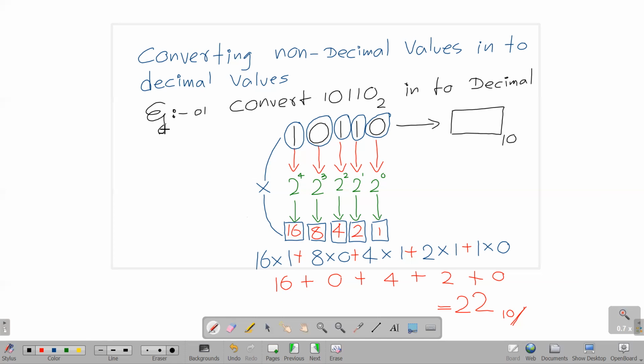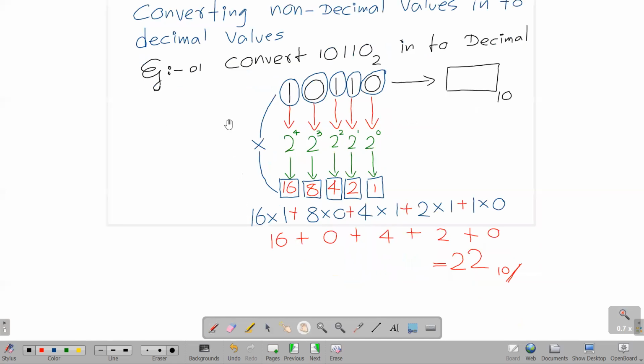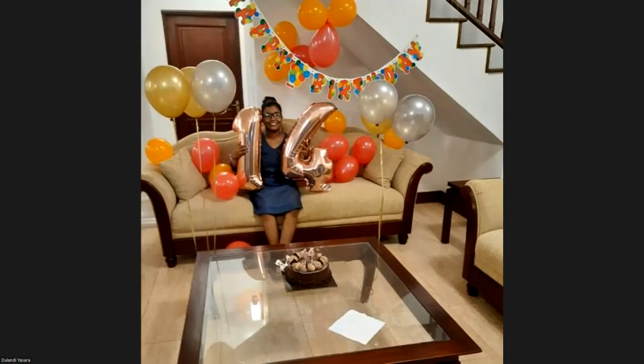Right. In the second example, I'm going to show you how to convert an octal number into a decimal. So let me take the second example.